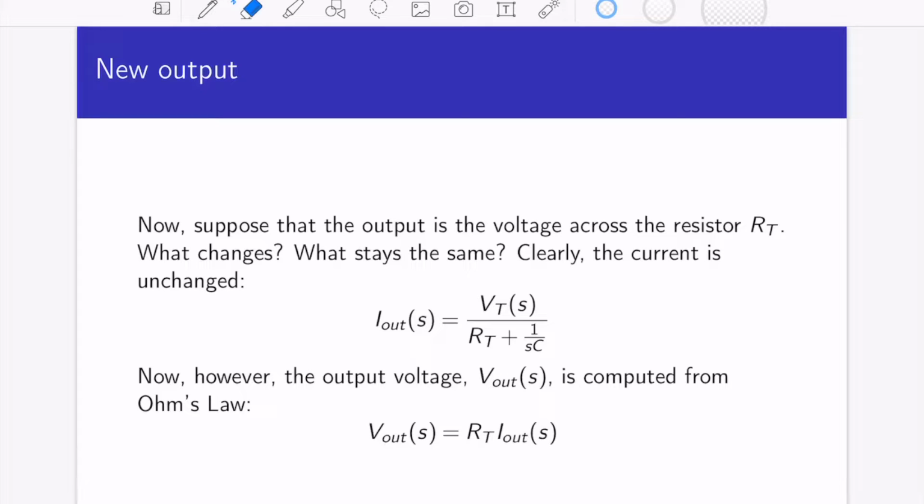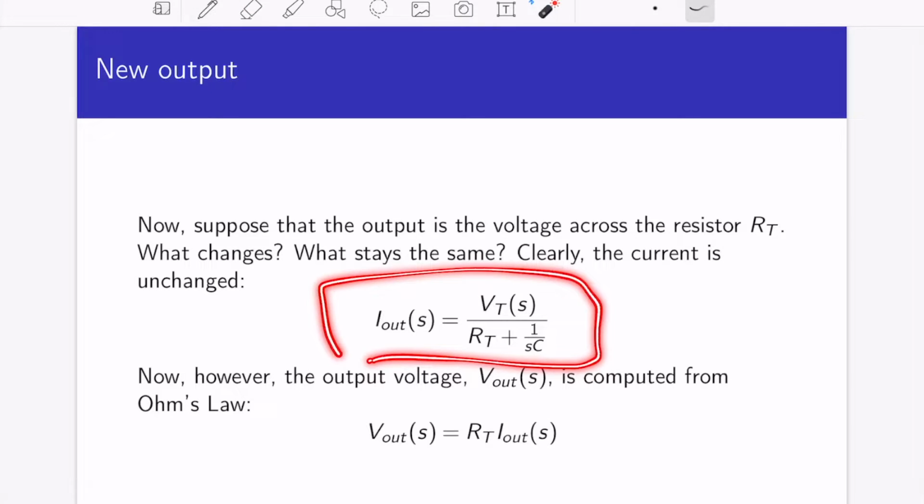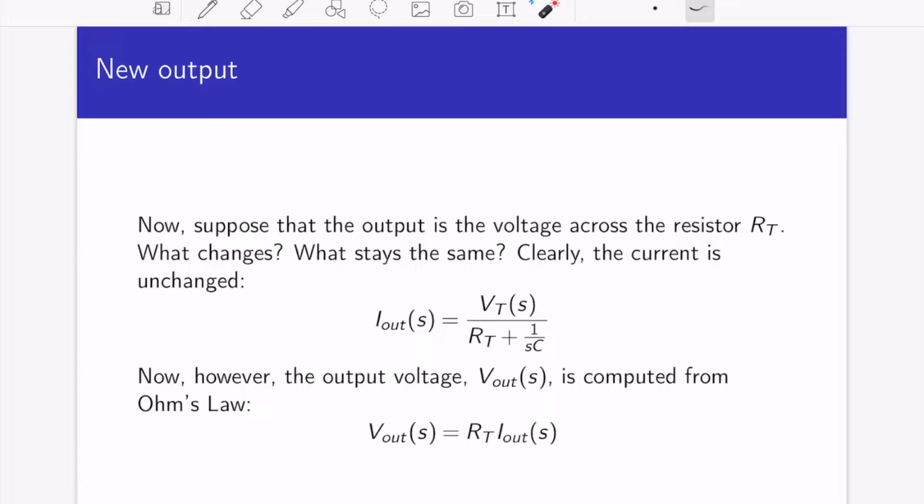Okay, let's take that same circuit and look at it in a different way. This time, let's consider the output to be the voltage across the resistor RT. Now, some things are going to change and some things will stay the same. If we, again, write our current equations for the circuits, we can do a loop equation and solve it like we did before. We will come up with the same current I out of S. But now our output voltage is across the RT resistor.